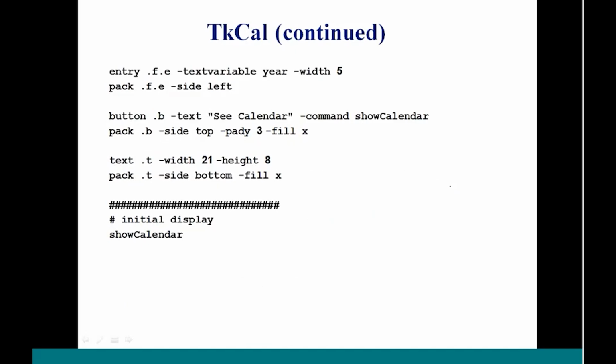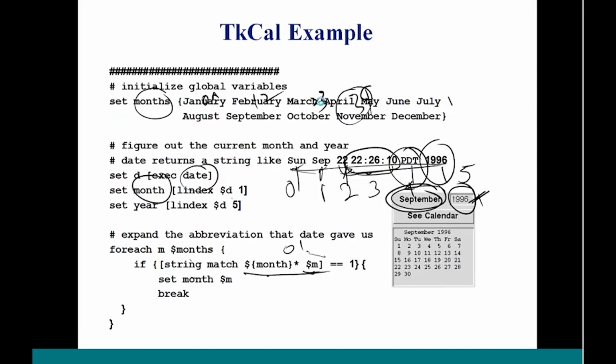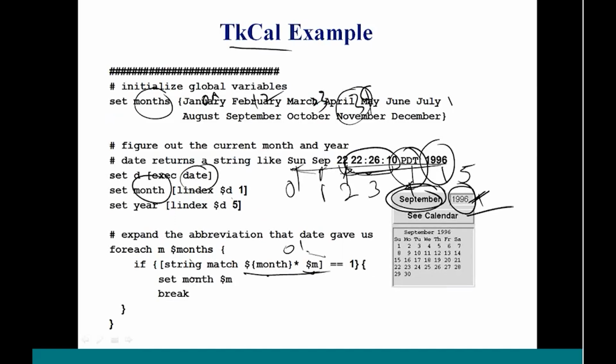So now for the year, again, we have a variable called year, with a width of 5, and that's where we can enter the year. Then we do similar kinds of things. Basically we set up a button called see calendar, this button here, see calendar.